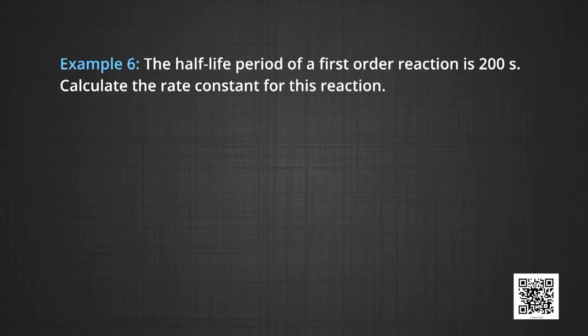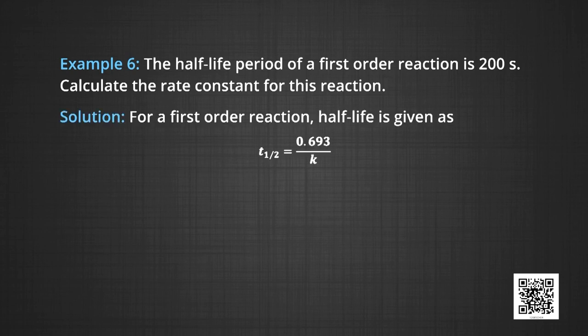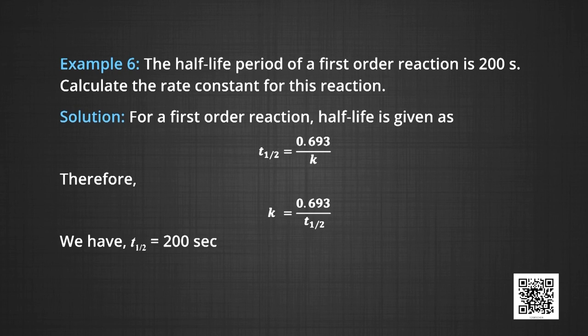Now, let me take another example based on half-life period again. The half-life period of a first order reaction is 200 seconds. Calculate the rate constant for this reaction. For a first order reaction, the half-life is given as T half is equals to 0.693 upon K. Therefore, K is equals to 0.693 by T half. Now, we have T half is equals to 200 seconds. Putting the values, K is equals to 0.693 upon 200. After calculation, it will come out to be 3.465 into 10 raised to power minus 3 per second.